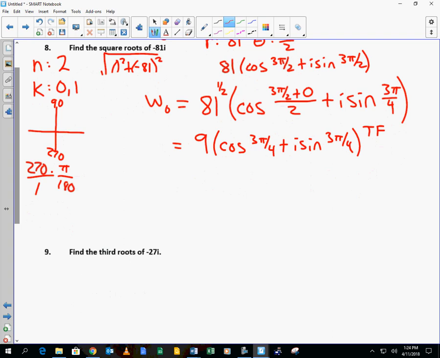So if only we knew what the cosine of 3 pi over 4 was. 3 pi over 4 is how many degrees? 135 degrees. What is the terminal point of that location? Negative root of 2 over 2, root of 2 over 2. Yeah, you guys got it. So we got cosine of 3 pi over 4 is negative root of 2 over 2, plus root of 2 over 2 i. We could just distribute that 9 right through, couldn't we?